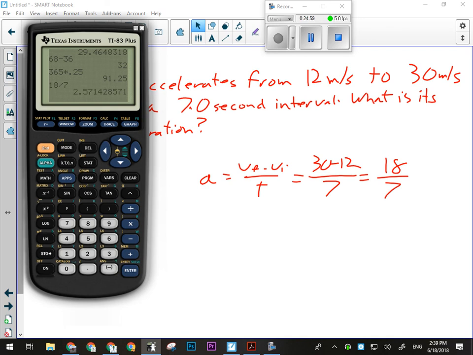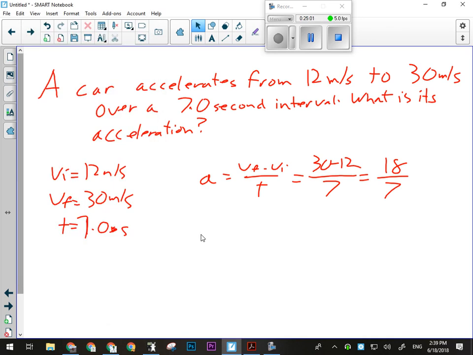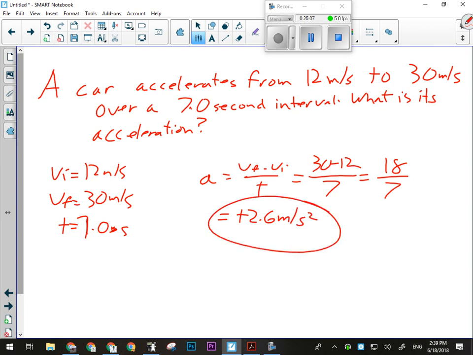And so it's 2.6 meters per second squared. Jace? Yep. Okay, anything else there, guys?